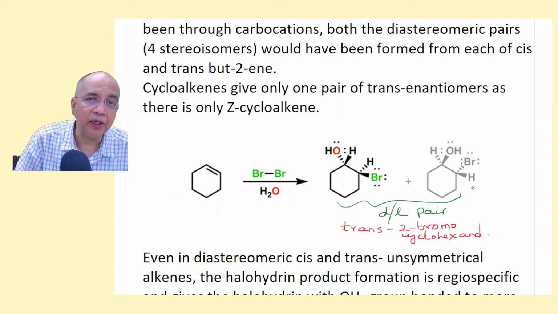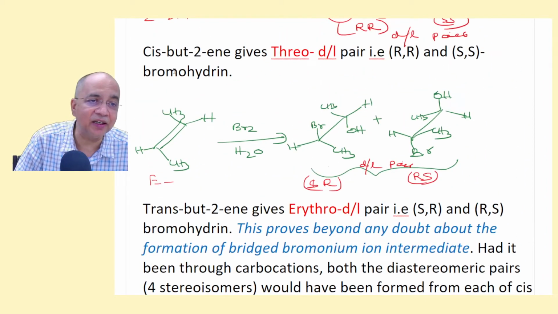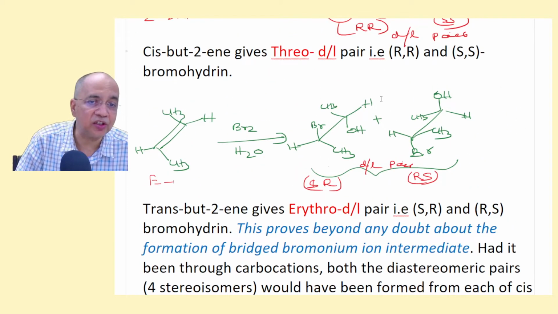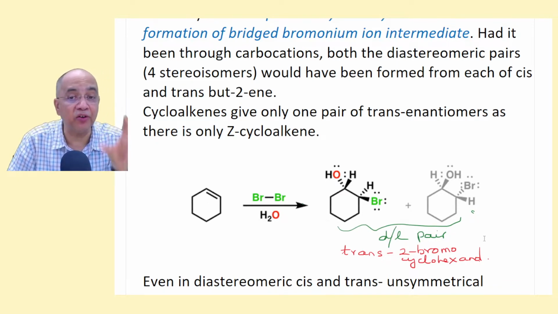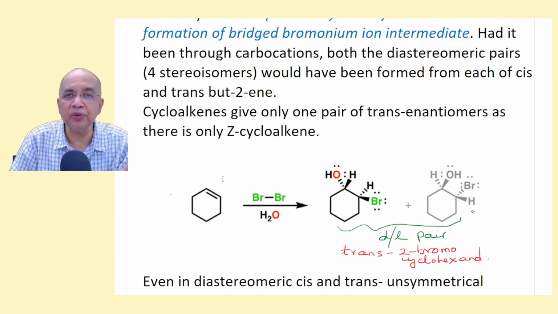In a cyclic structure you cannot have cis-trans like in an open chain structure. Therefore, you don't get two diastereoisomeric pairs. You get only one pair, cis and trans. I am only concentrating on the halohydrin product. There is no regiochemistry involved here, because this is completely symmetrical. But had it been a substituted one, then regiochemistry would take the lead.